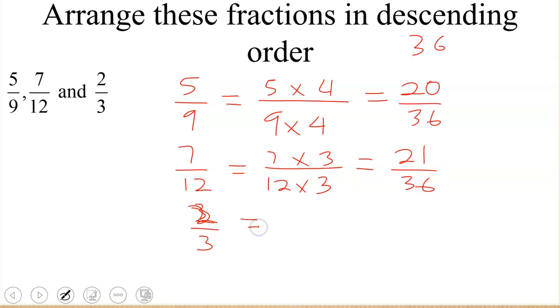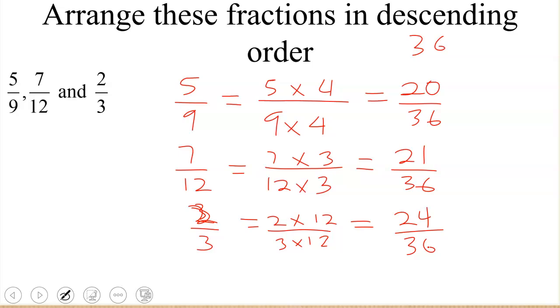Then the final one, we have 2 thirds. So 3 times 12 also gives us 36. So we multiply here 2 by 12. Then once again, we have 24 divided by 36. Right. So now we do the comparison.